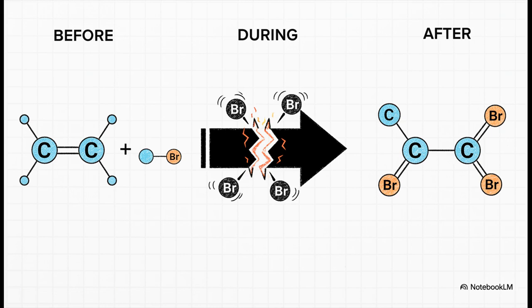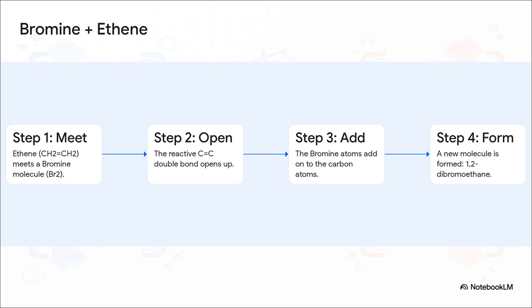An addition reaction is pretty much exactly what it sounds like. What happens is that the double bond in the alkene breaks open, and that allows a whole new molecule to just add on to those carbons. You start with 2 things, and you end with just one bigger thing. Simple as that. All right, let's watch this in action.